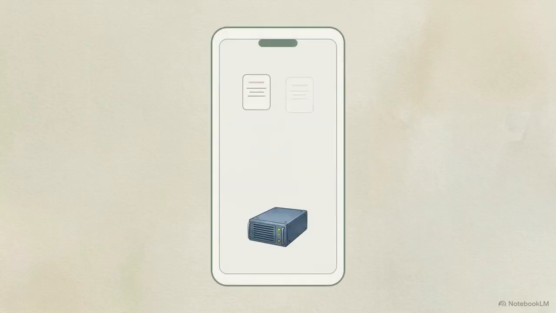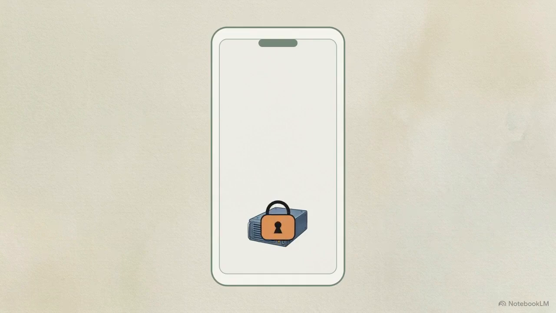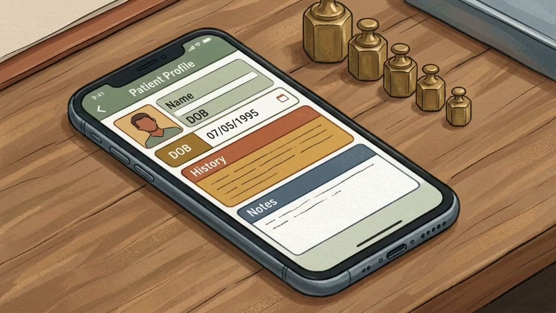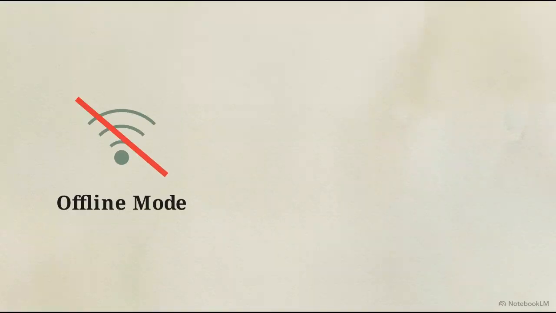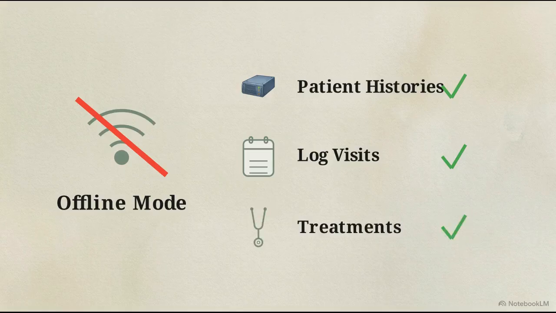All of this sensitive patient data is saved instantly to the device using an offline Room database architecture. This means the records live directly on the local hardware. If the clinic loses internet connectivity entirely, you can still access histories, log visits, and treat patients without interruption.